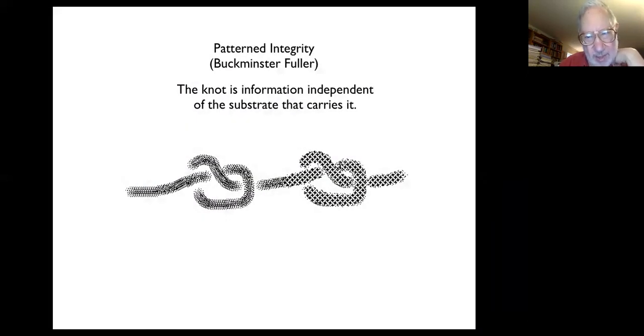A good question. And then there is another theme of general kind, which is often articulated by Buckminster Fuller, who said essentially that the knot is information that's independent of the substrate that carries it. You can make the knot out of hemp, you can make the knot out of cotton, but it's still the knot. And you could slide the knot along, starting it in one kind of substrate and let it end up being captured by another kind of substrate. So it's a pattern, with a pattern integrity having to do with the substrate, but not depending on the actual composition of the substrate.